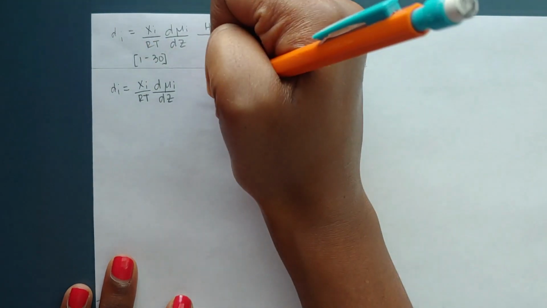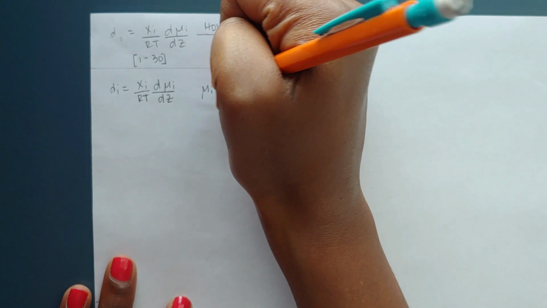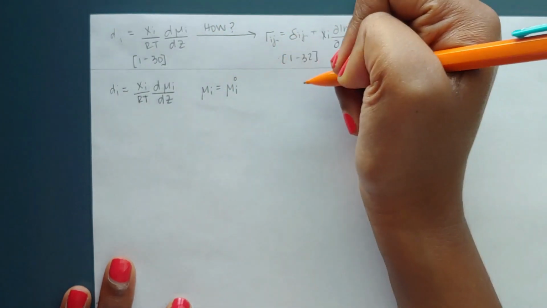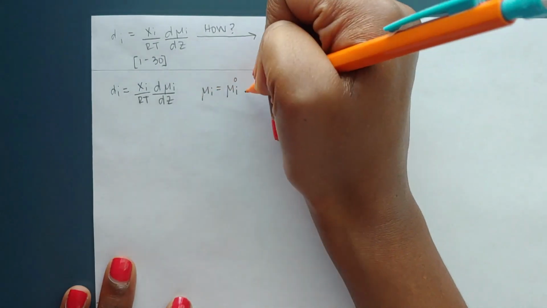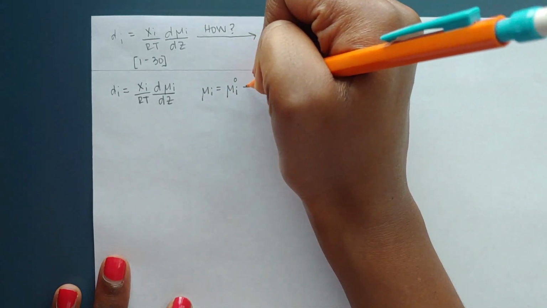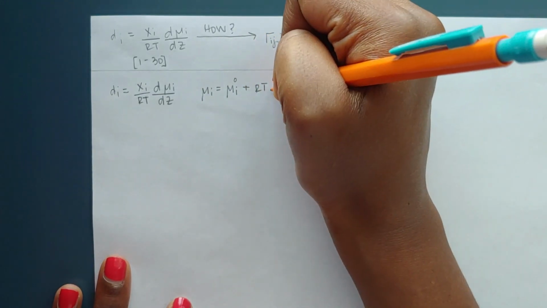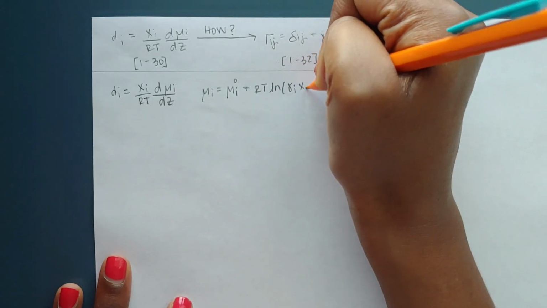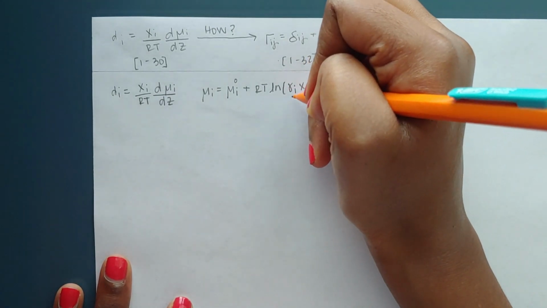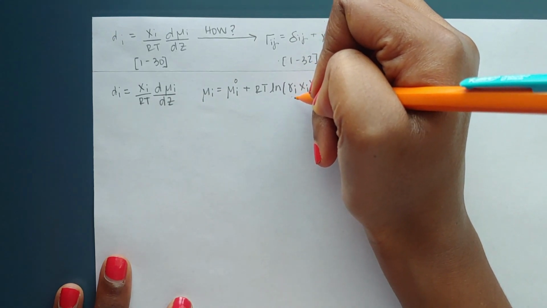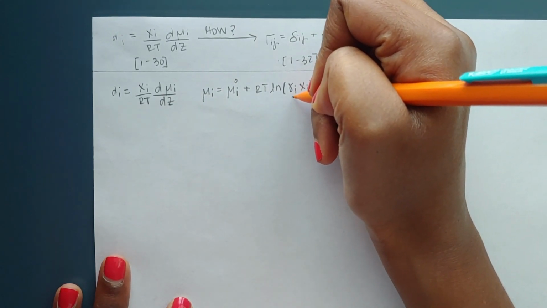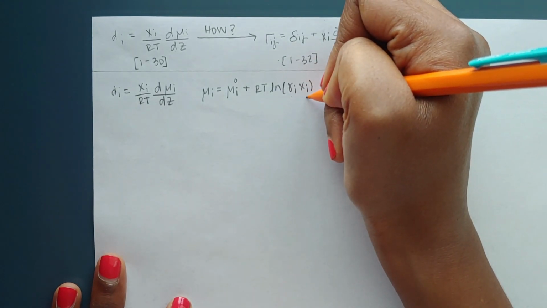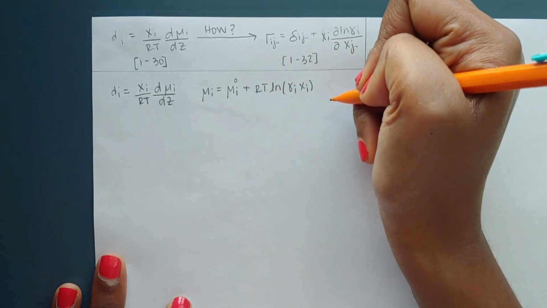So first what we're going to do is write out the equation for the chemical potential of component i. So that's equal to the standard chemical potential plus RT times the natural log of gamma i times xi. So this is the activity coefficient for component i. It's a correction factor for our mole fraction of component i, taking into account non-ideality.